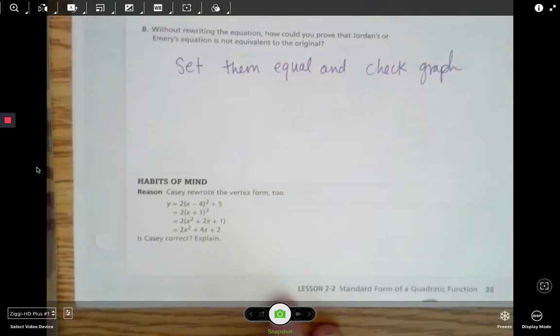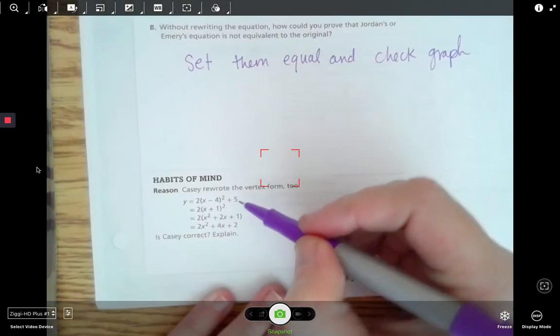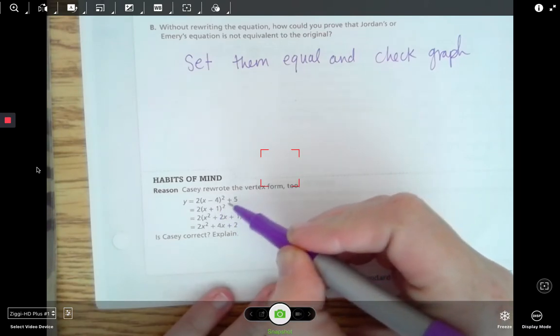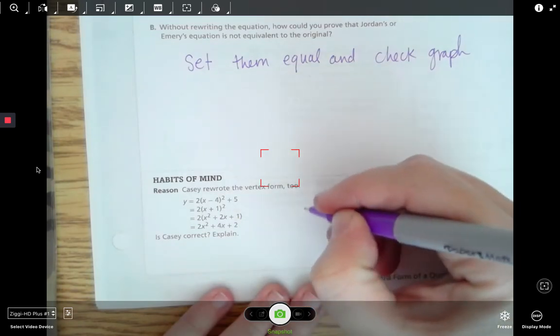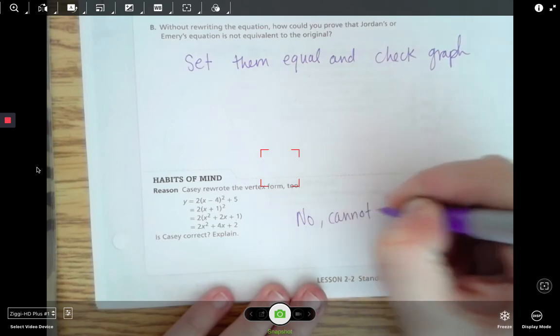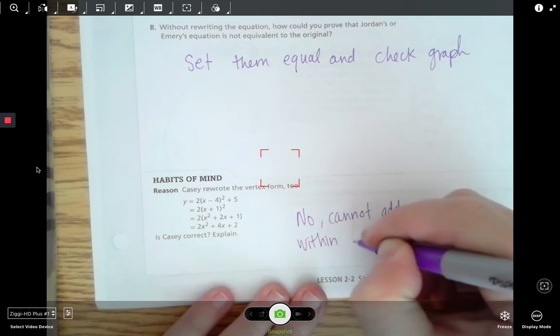Alright, the next part says Casey rewrote the vertex form too. But look what he did. He said negative 4 plus 5 was equal to 1. That is true, but can you add within parentheses like that? Nope. So nope. Cannot add within parentheses.